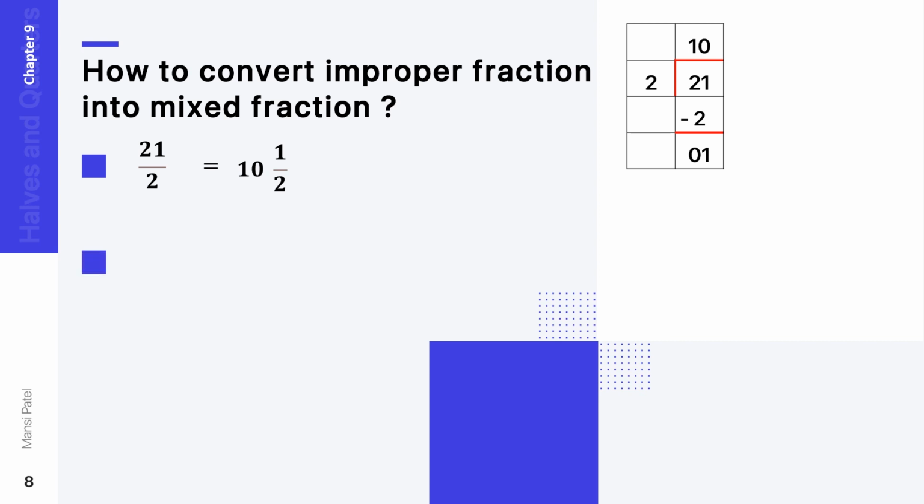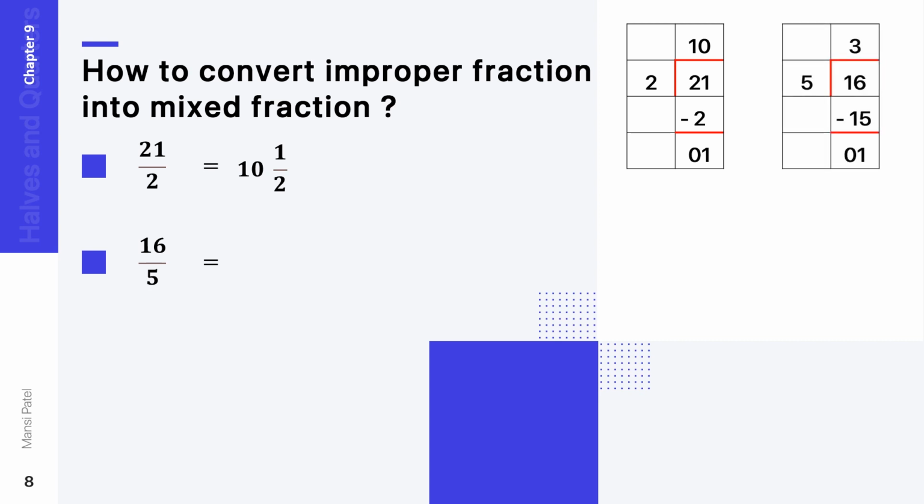See our next number, that is the 16 upon 5. To convert into mixed fraction, do the division. 16 divided by 5. So 5 threes are 15. 3 that in the place of quotient. So you have to write down 3 first. So 3 integer 1 upon 5, that is the answer. Now see the next one.